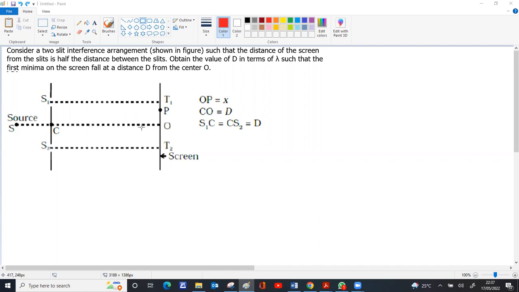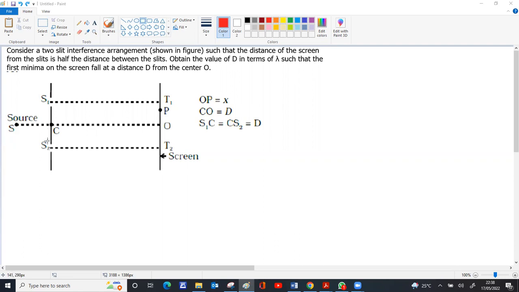CO is D. That means S1T1 is D, and S2T2 is also D, because CO is D. S1C is capital D, and CS2 is also capital D. That means the total distance from S1 to S2 is 2D.